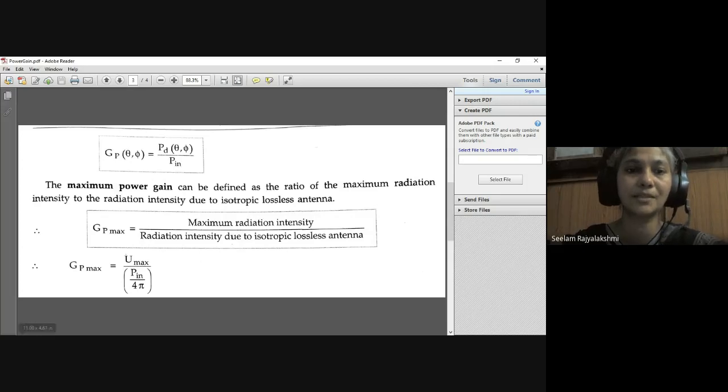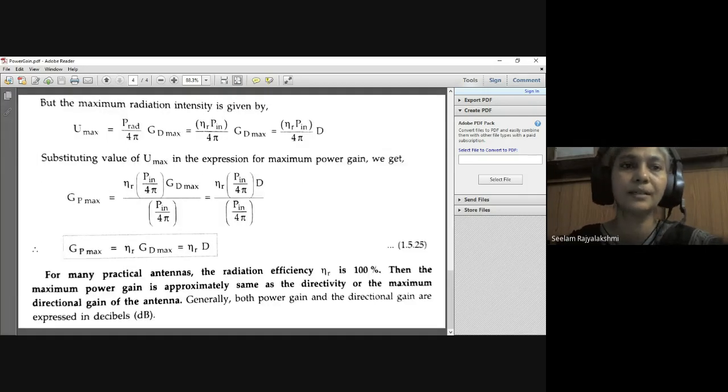So Gp maximum is equal to the maximum radiation intensity, represented as U max, divided by the radiation intensity due to the isotropic lossless antenna, which is P in by 4 pi. The maximum radiation intensity U max equals power radiated by 4 pi into GD maximum, which equals eta R P in by 4 pi into GD maximum, or we can write it as D.